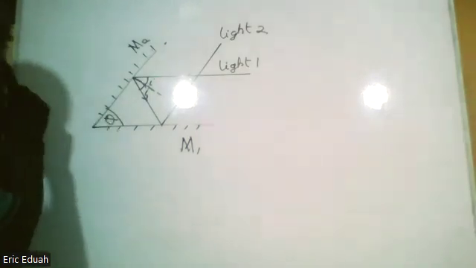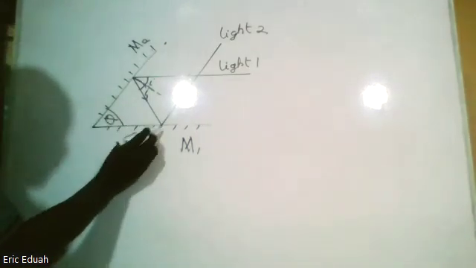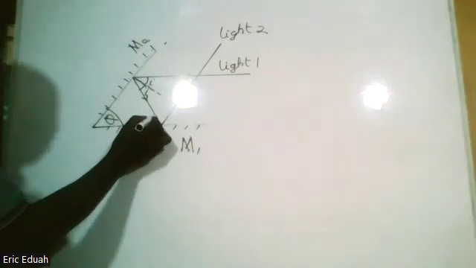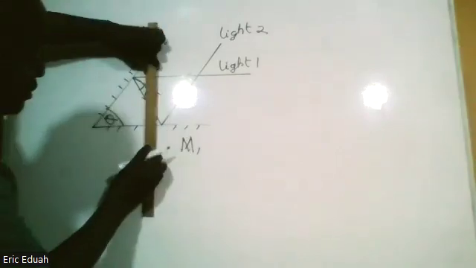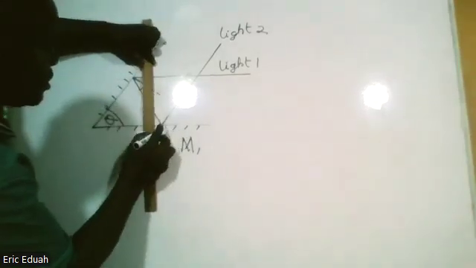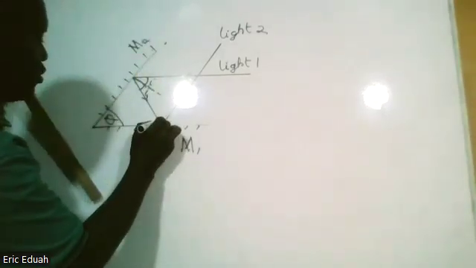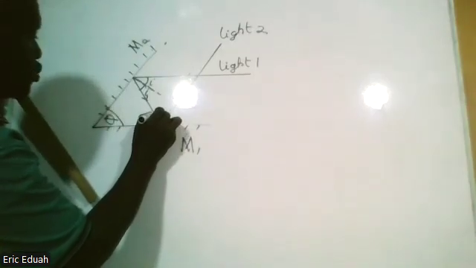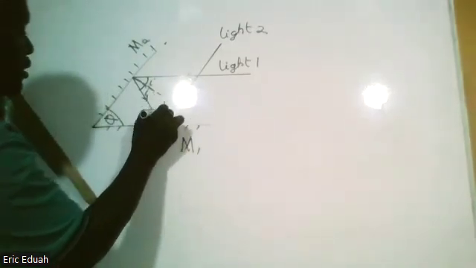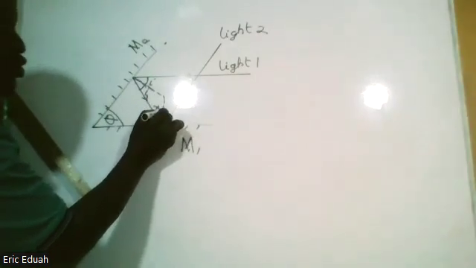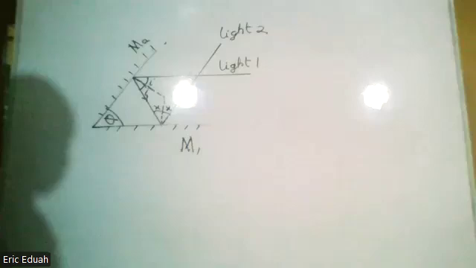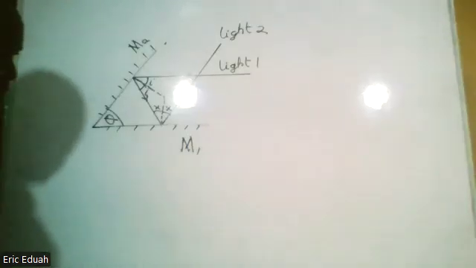Now to mirror 1, this is the angle of incidence, this is the angle of reflection. Let's draw a normal which divides the angle into two. If this is x, this is also x. Are we okay?